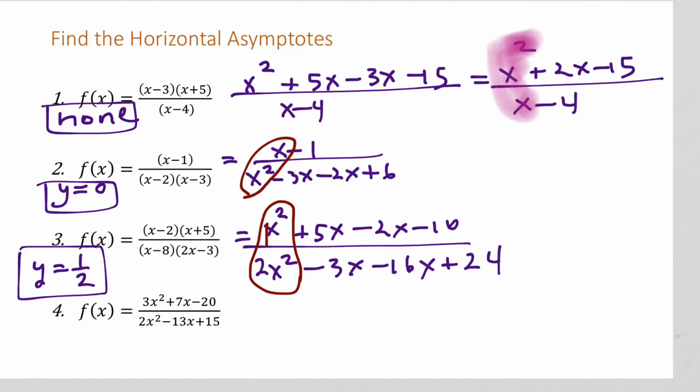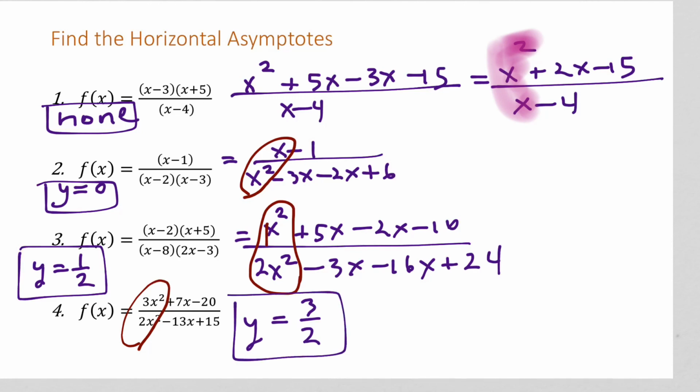All right, number 4. I've got it already multiplied out, so I can just look at those two leading terms in the numerator and the denominator, and I can see that the power is the same again. So my horizontal asymptote is the case where I've got the ratio of the coefficients of the numerator and the denominator. So that's all there is to finding horizontal asymptotes. It gets tricky when we have to calculate the slant asymptote, which, like I said, we'll see if we have time for.